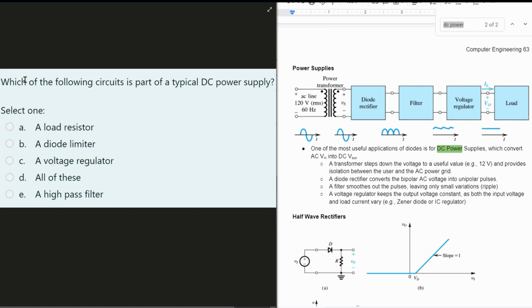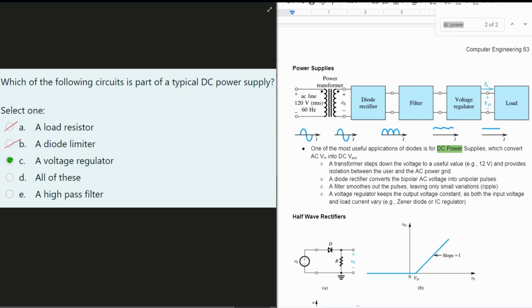So which of these are part of a typical power supply? Well, we have a load, but there's no load resistance here. That's not part of our power supply. A diode limiter, that's not true. We have a diode rectifier, and the diode rectifier converts the bipolar AC voltage into unipolar pulses. And we have a voltage regulator, which is true. We do have one because a voltage regulator keeps the output voltage constant.